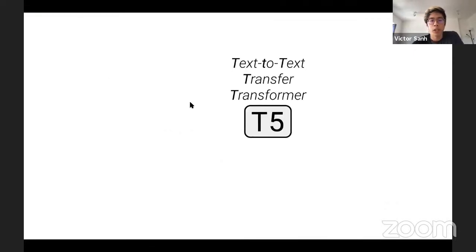So first, I'm going to talk about T5, a previous work from Colin Raffel and colleagues at Google that was released almost 2 years ago. So T5 stands for text-to-text transfer transformer, and T5 is basically a pre-trained model, trained on a very large corpus called C4. And the key point of T5 is that it unifies a lot of different tasks in natural language into the same text-to-text format.